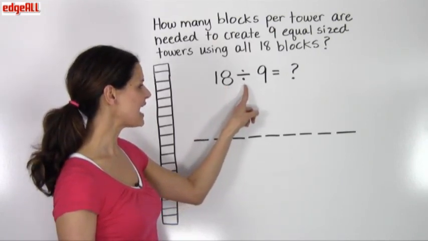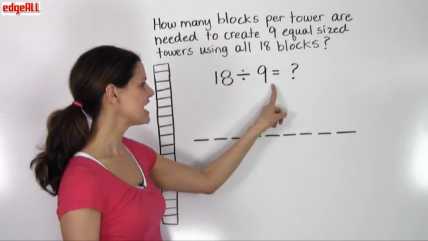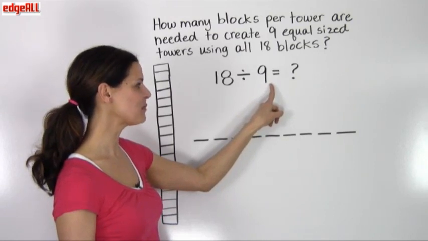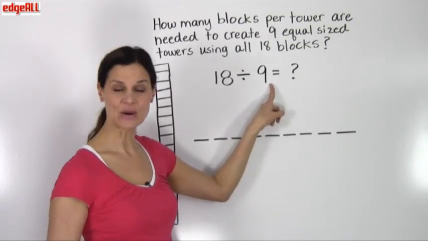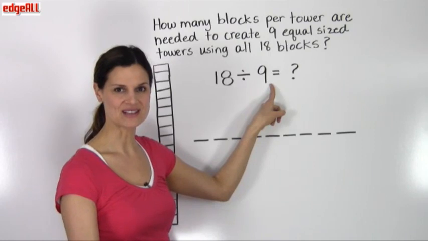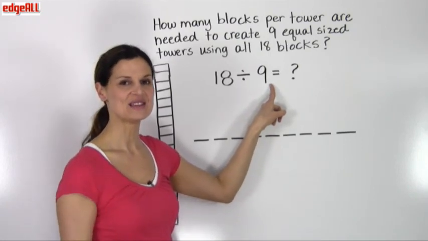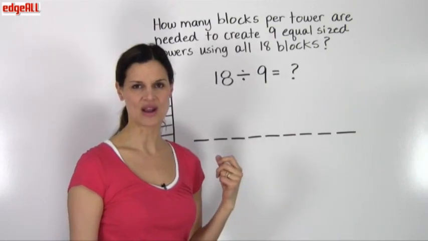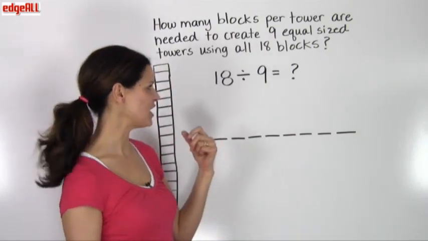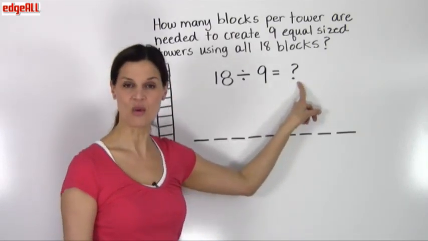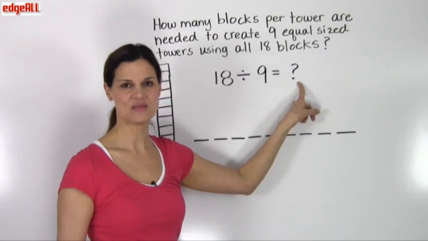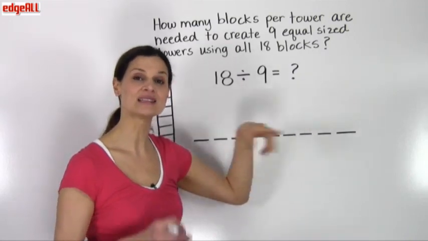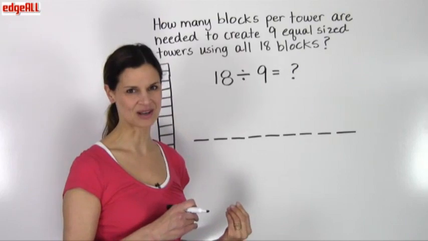But this time, our divisor is 9, and it's representing the number of smaller towers that we're going to be creating. So this time we know how many towers we are going to make. We just want to know the answer, or the quotient, which is going to be the number of blocks per tower.